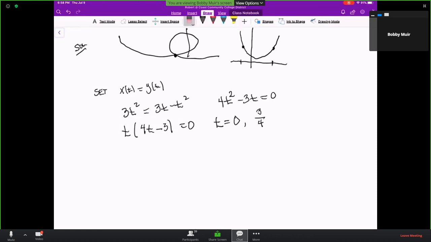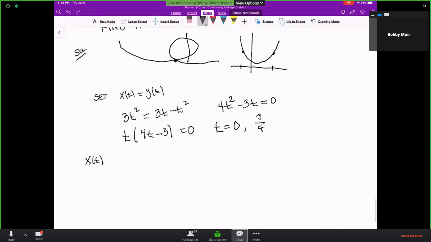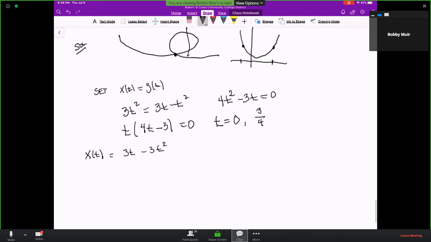Okay, so let's write the x of t down again. So the x of t is 3t minus 3t squared. Now I'm just thinking about what's happening to the x coordinate. I don't know what's happening to the y coordinate. But whatever is happening, the x coordinate starts at t equals 0, which is going to be 0, right? So it's going to be right there. And then at some point in time, it's going to turn around and come back and be at that same spot.